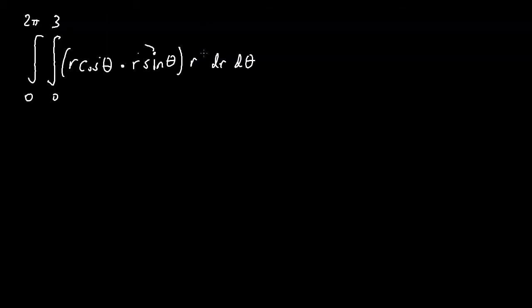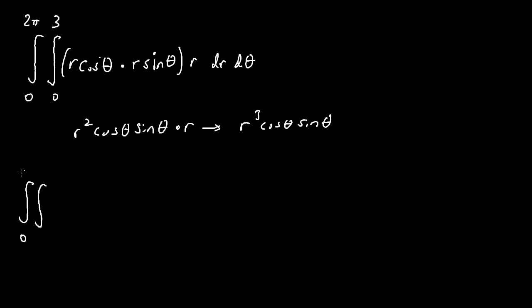So if I were to go ahead and simplify this a little bit, I'll just multiply r cosine and r sine, and multiply r as well. So we get r squared cosine theta times sine of theta. Then we have another r, so if we multiply that by that, we then get r cubed times cosine theta times sine of theta. So now I can rewrite the integral as the double integral, the outer one from 0 to 2 pi, once again that's our theta bounds, and the inner one from 0 to 3, those are our r bounds for the radius, of r cubed times cosine theta times sine of theta, and then we have dr d theta.